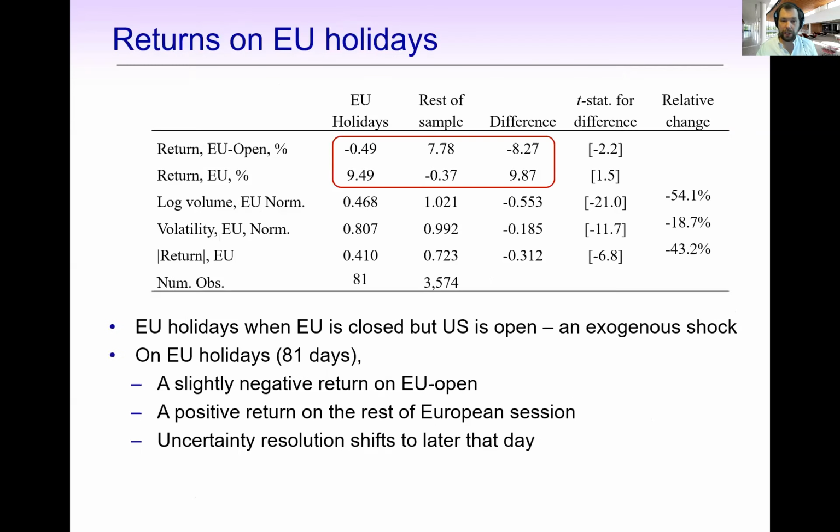Well, let's go and test it. We have about 7 tests of this hypothesis. First of all, European investors are crucial for this hypothesis. So what if we kick them out of the market? If we kick them out of the market, EU open return should be close to 0, and the positive return should move later in the session, when the first US investors come in and uncertainty is actually resolved.